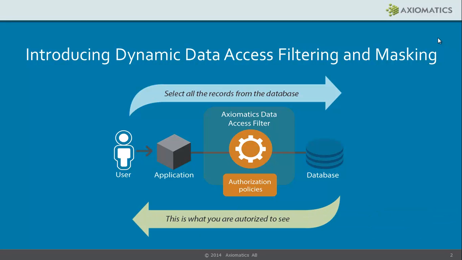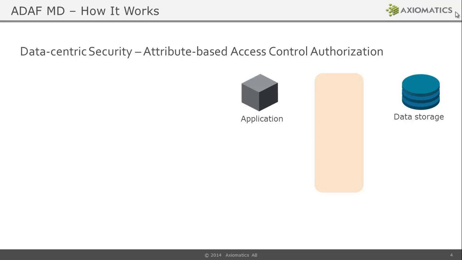much better security. We can see in this diagram that the user is trying to select all the records they can from the database, but because the Axiomatics data access filter is sitting in the middle, between the application and the database, only those records that the user is allowed to view are returned to the application and then eventually to the user. Let's see how it works.